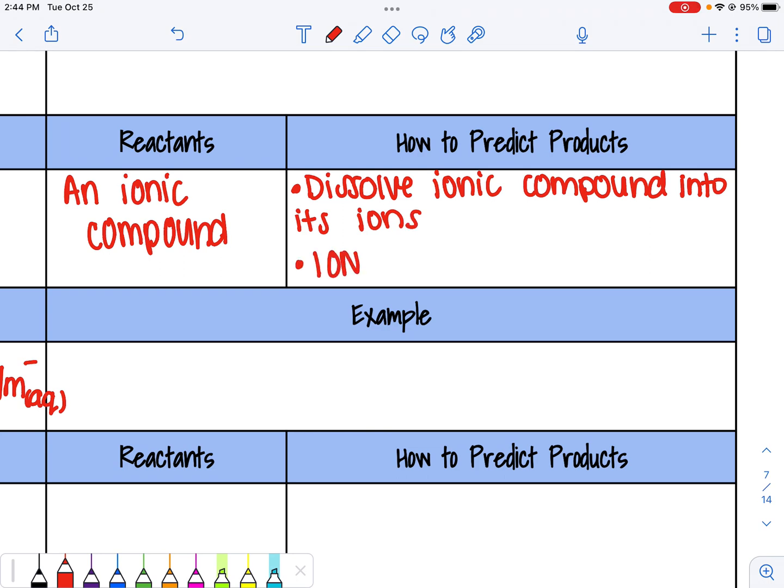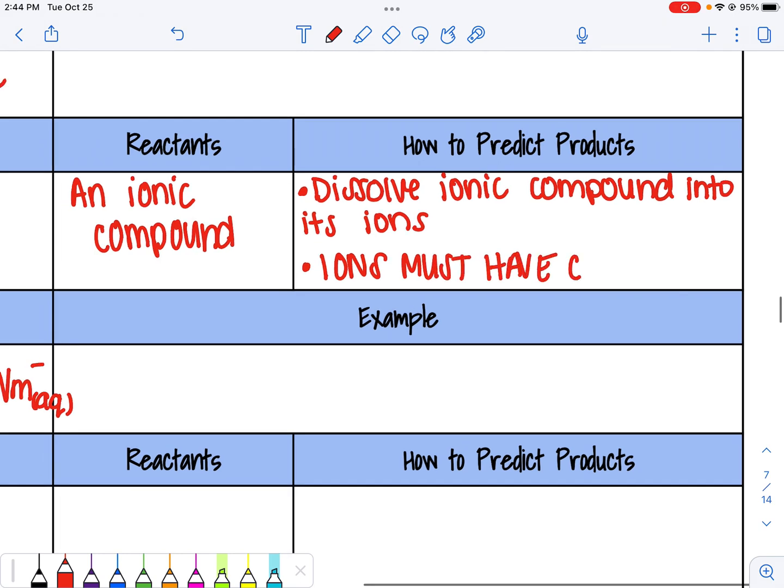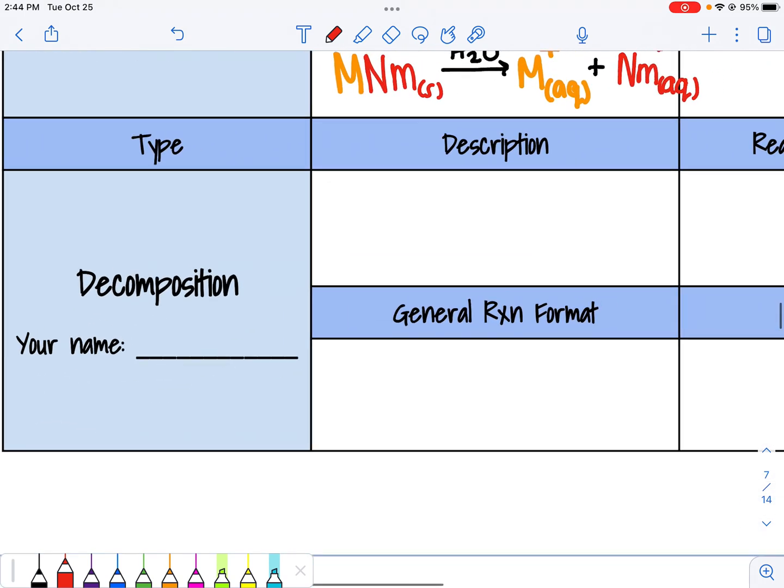Remember, the definition of an ion is a charged atom or a charged group of atoms if they're polyatomic. So your ions must have charge. If you break that thing up without putting the charges on it, you're assuming it's a different type of reaction. You're assuming it's breaking down to form neutral atoms, which is not the case for dissociation. It has to be ions. So that brings us to the next type of reaction, which is decomposition.